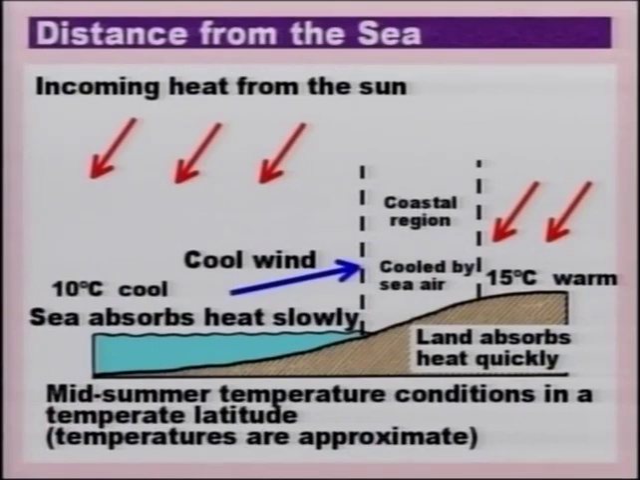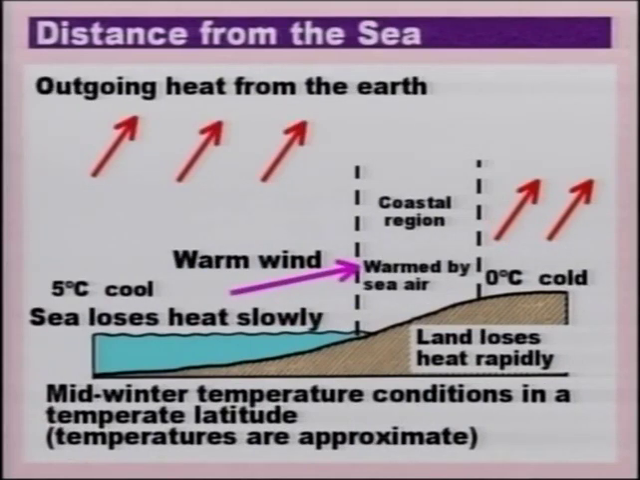Okay, everyone made note of the diagram? We'll look at the next diagram, this time showing us the mid-winter temperature conditions. Same area, only there is a difference now because of the seasons. So this time, the second diagram represents the mid-winter temperature conditions in a temperate latitude.